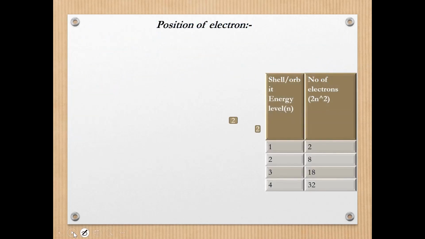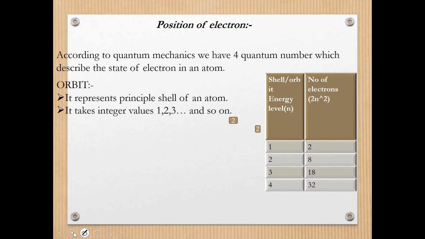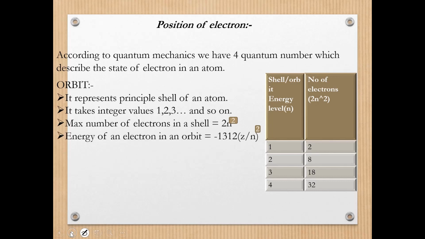Next, the position of an electron in an atom. According to quantum mechanics, we have four quantum numbers which describe the state of an electron in an atom. The principal quantum number n represents the principal shell of an atom. It takes integer values 1, 2, 3 and so on. The maximum number of electrons in a shell is equal to 2n², and the energy of an electron in an orbit is minus 1312 into Z by n whole square.